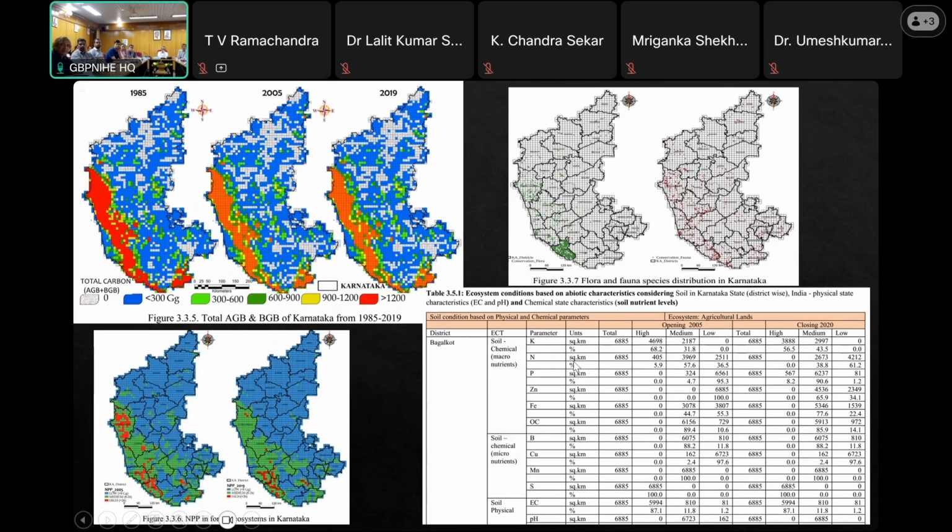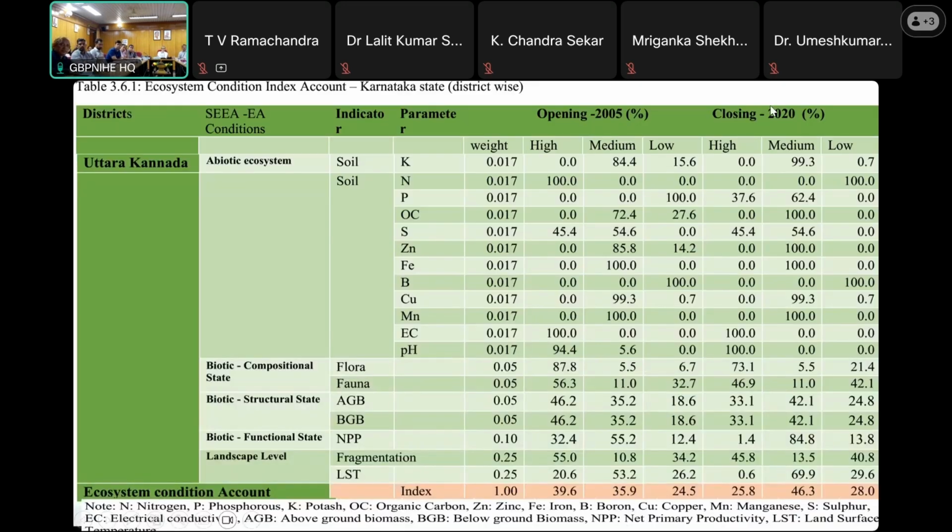For each grid we have the various parameters, then we assign the weight based on the criteria: high, medium, low. The transition from high to medium or low shows a degradation in the quality. That is what we did for the two time periods, 2005 and 2020. These are the parameters we have used. This gives the ecosystem condition, the biotic, structural and functional aspects, and landscape level. And then finally, we have a consolidated assessment. That's how we met the second objective. Probably this is also done for the first time in the country by IISc.